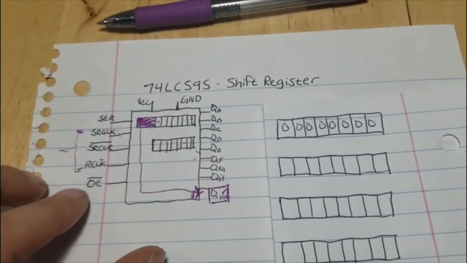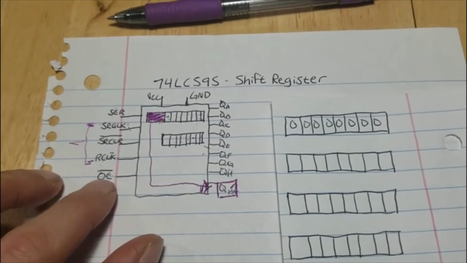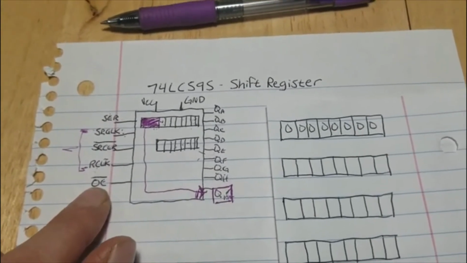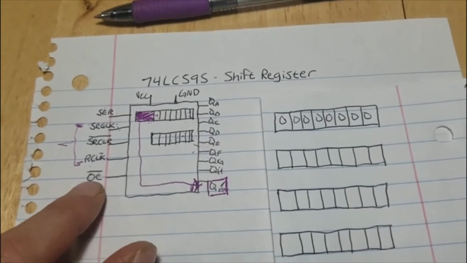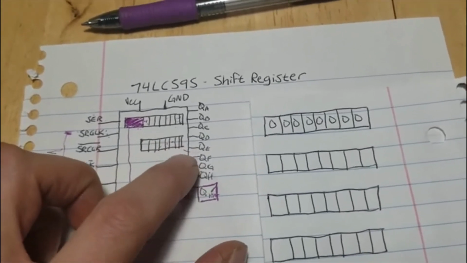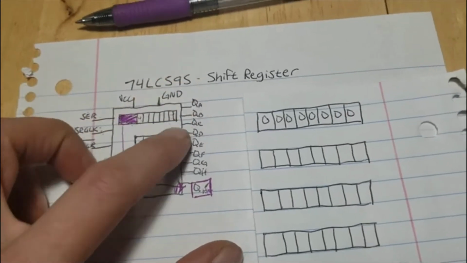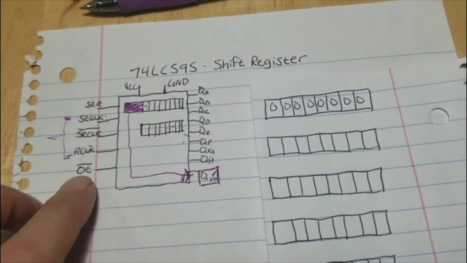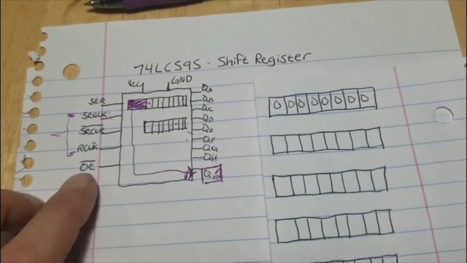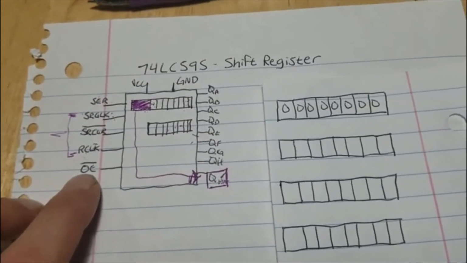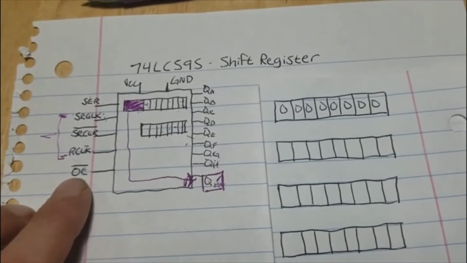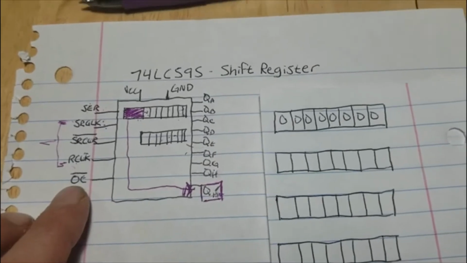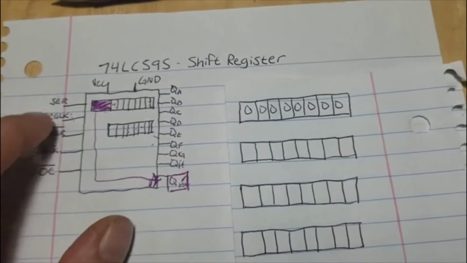And then finally down here, we've got the OE, which is output enable. There may be times where you don't actually want this thing to give you output, so you can turn that on or off. Most of the time you'd want that on. But there might be some applications that people can think of where it would be useful to turn that off temporarily at least, and then turn it back on.